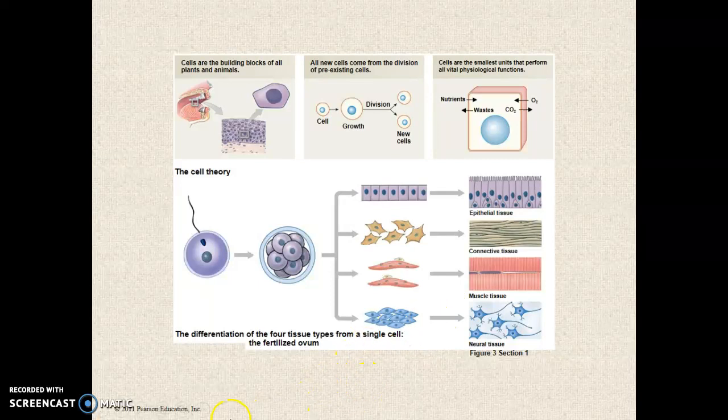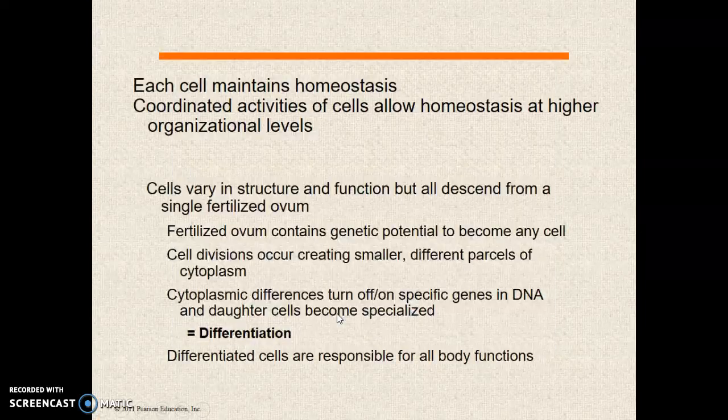So our cells arose from a single fertilized egg. Once fertilized, it became a zygote, and the zygote started to divide. At first, all of these cells are identical, but changes occur throughout that division process that cause cells to differentiate or specialize into different types of cells. Each cell is a living thing that must maintain homeostasis.